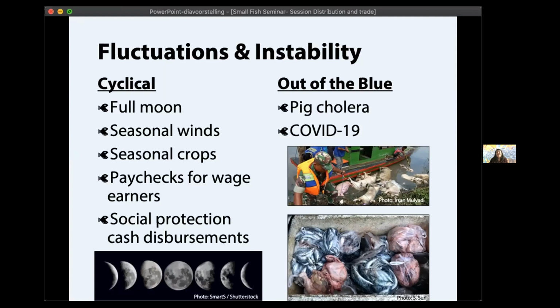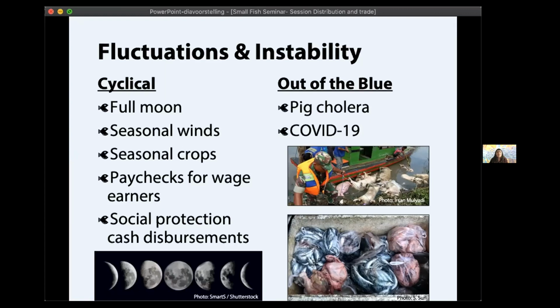And then there are less predictable shocks. In October, November of 2019, an outbreak of pig cholera drastically drove down prices across the province. Now, how does a pig disease affect fish prices? Well, the outbreak led to a massive culling of pigs, many of which were then dumped into waterways, not just polluting the water with rotting carcasses, but rendering the fish haram or forbidden for the largely Muslim population. Not long after this, the COVID pandemic hit.